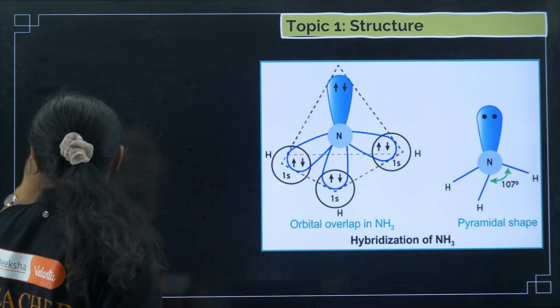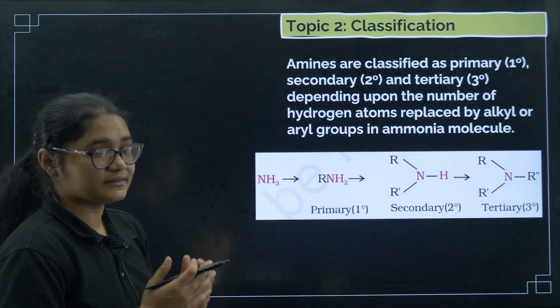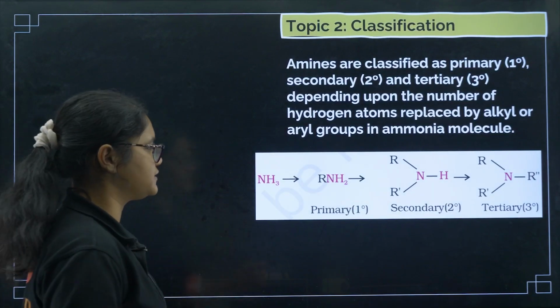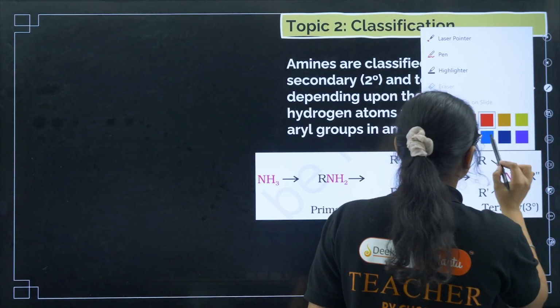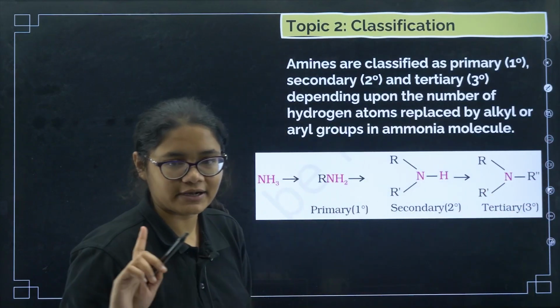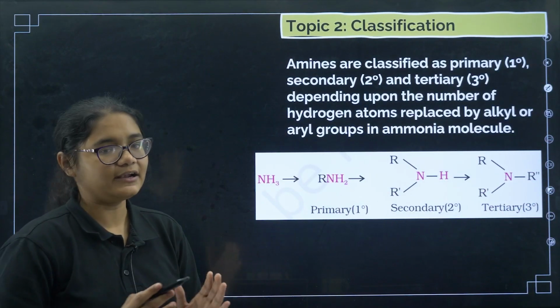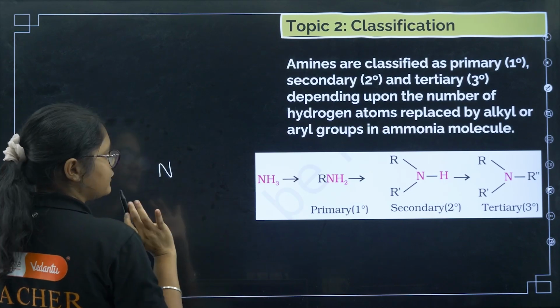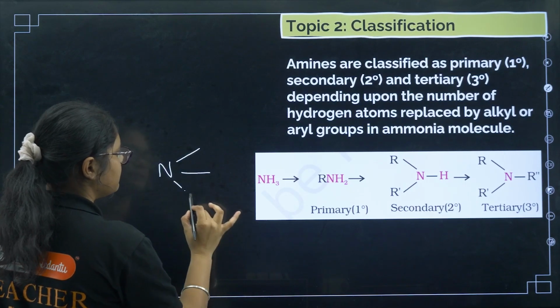Now coming to the next one, classification. This is very important to understand. We generally get confused. Even when I was a student, I used to get confused with primary, secondary and tertiary amines. But it is very simple: you have to see that this nitrogen is present, and it has 3 bonds.